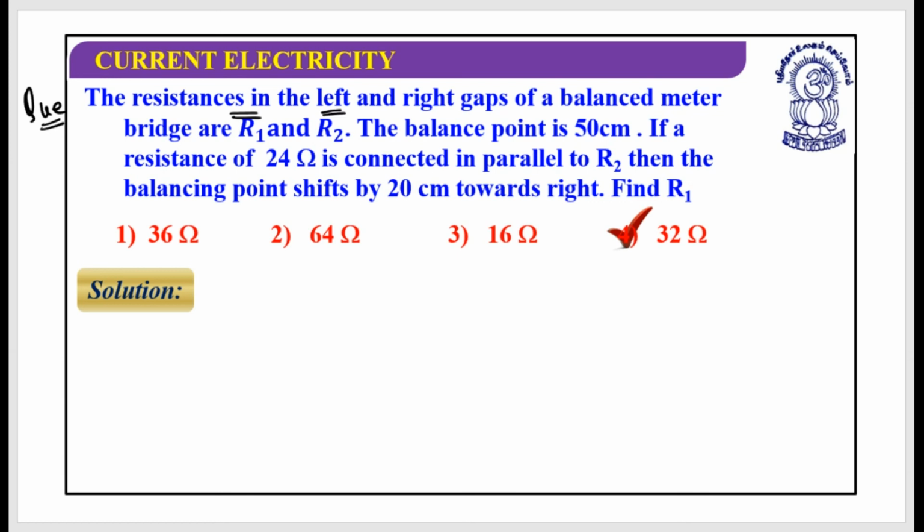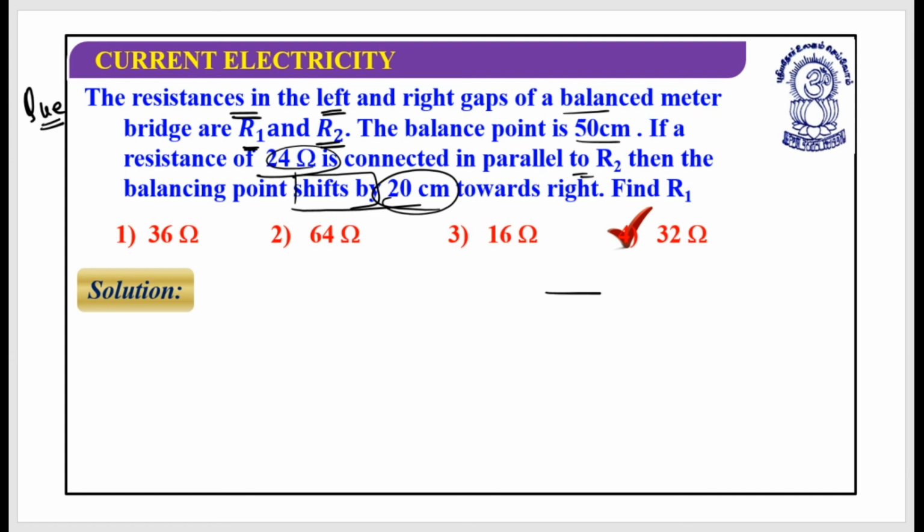The resistances in the left and right gap of a balanced meter bridge are R1 and R2. The balance point is at 50 centimeter. If a resistance of 24 ohm is connected in parallel to R2, then the balance point shifts by 20 centimeter. Look at this. It says it is being shifted. This is not the new position of the null point. This is where we are making a mistake.